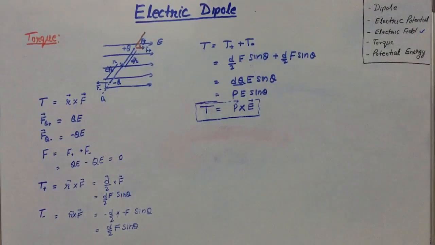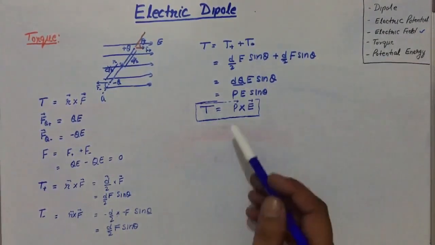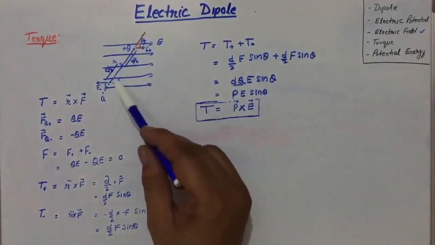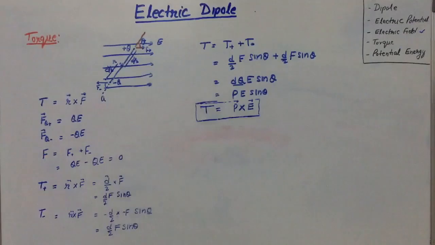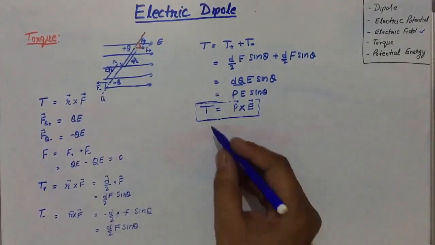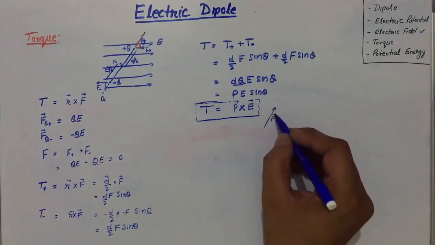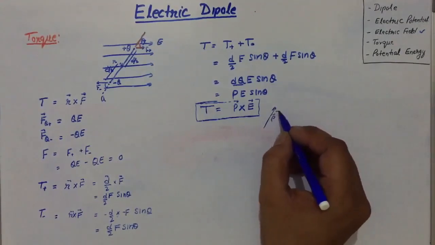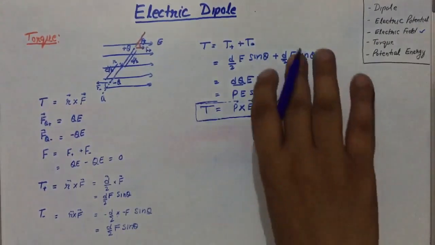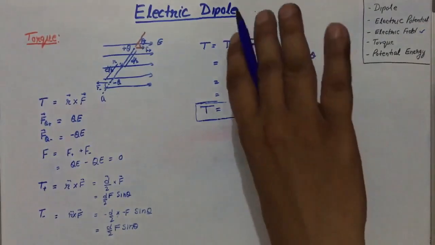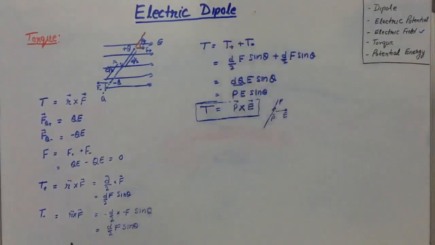So, the direction of the dipole moment is from negative Q to positive Q. So the direction of torque will be, this is the direction of P and this is the direction of E, so the direction of torque will be the cross product of P and E, that will be inside.